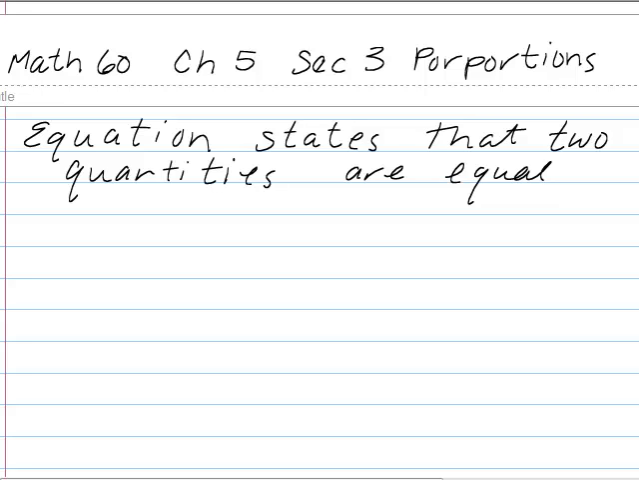Chapter 5, Section 3, Proportions. Before we can define a proportion, we have to understand that an equation states that two quantities are equal. So we have something on this side of an equal sign and something on this side of the equal sign, and that is an equation saying whatever's over here is the same as whatever's over here.